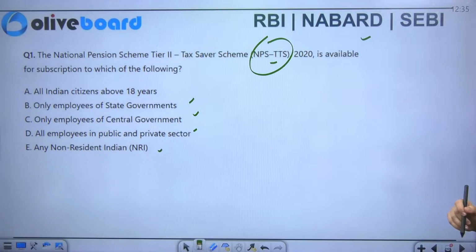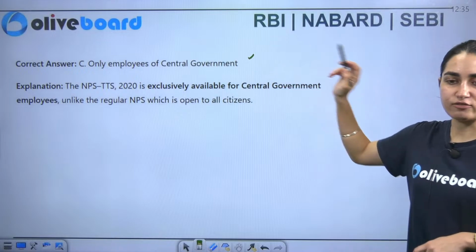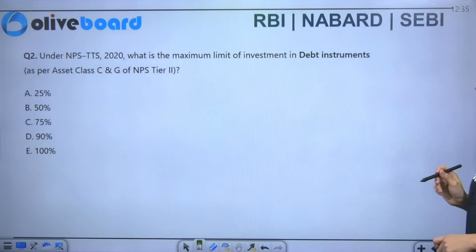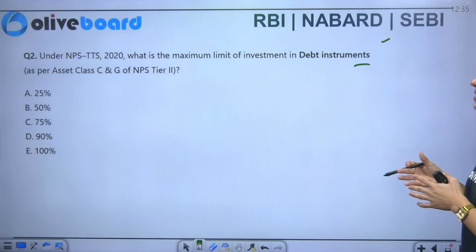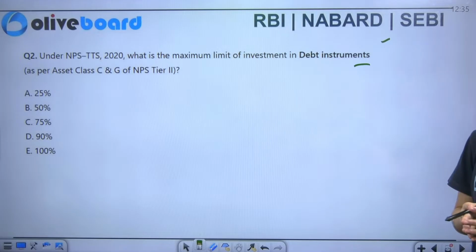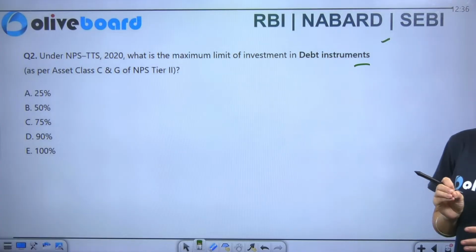Ashish says D. Alright. So the correct answer is C only, that is only the central government employees. Okay. Next question says, under this NPS TTS 2020, what is the maximum limit of investment in debt instruments, that is as per asset class C and G of NPS Tier 2? Is it 25, 50, 75, 90 or 100%?